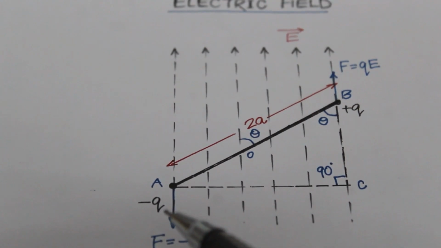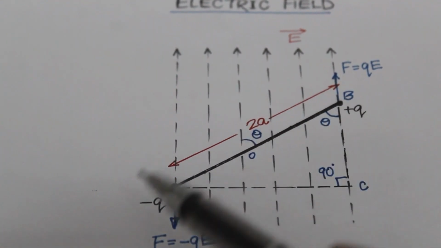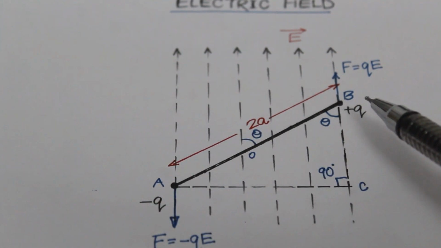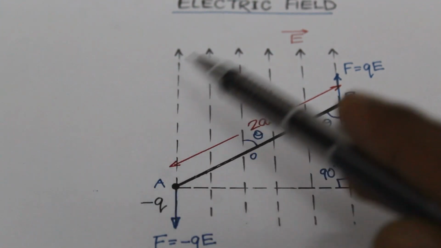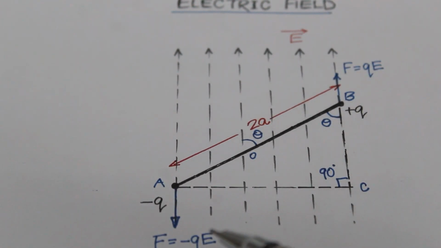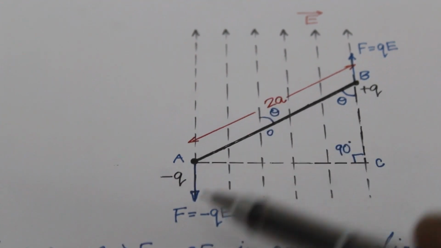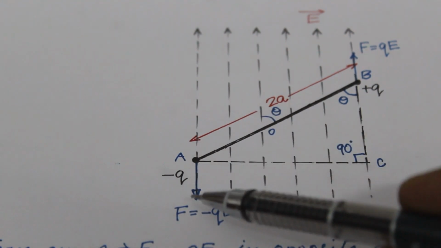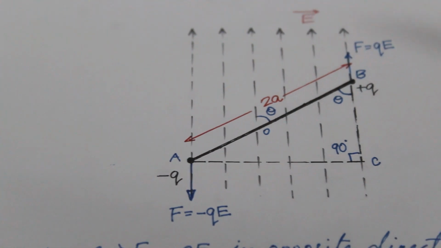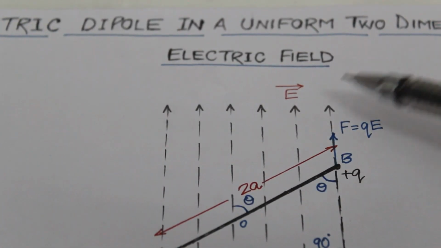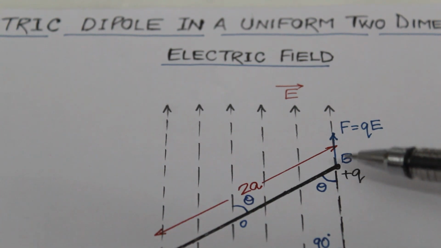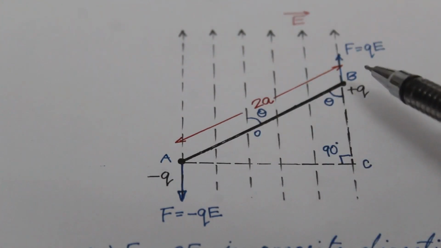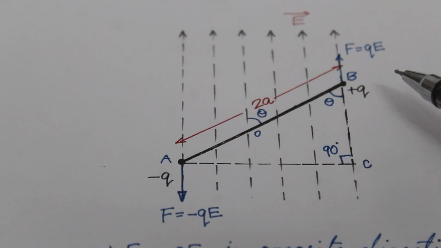There are two point charges, minus q and plus q, at points A and B respectively. If these point charges are kept in an external electric field, obviously some force will be acting on them. So the force on minus q will be equal to minus qE, and it will be in the direction opposite to the direction of the external electric field. Similarly, the force on plus q will be F equal to qE, and it will be along the direction of the external electric field.